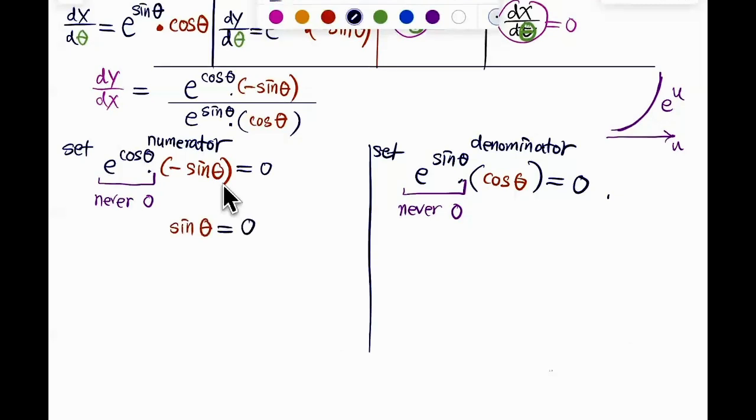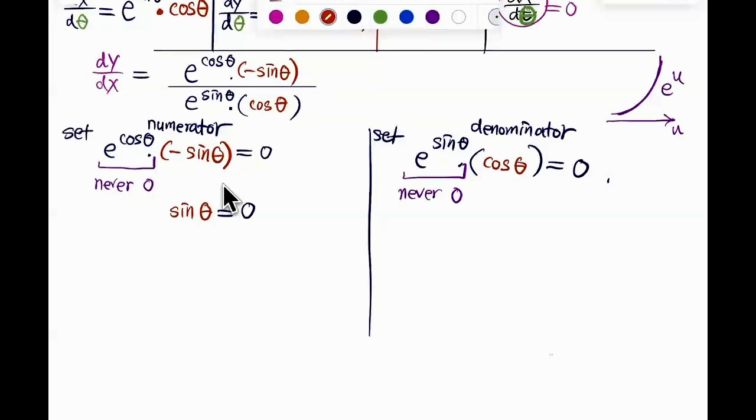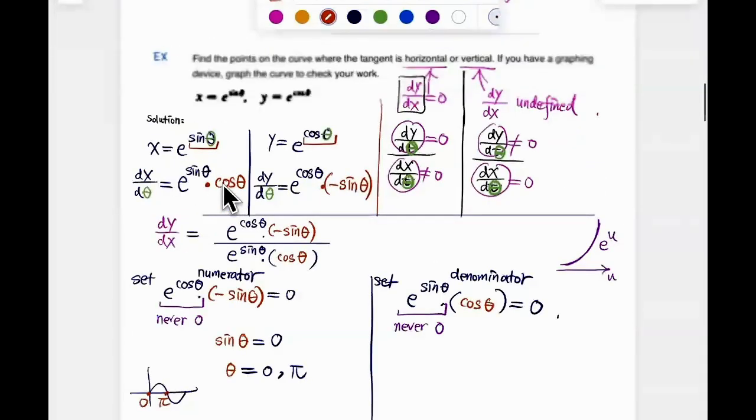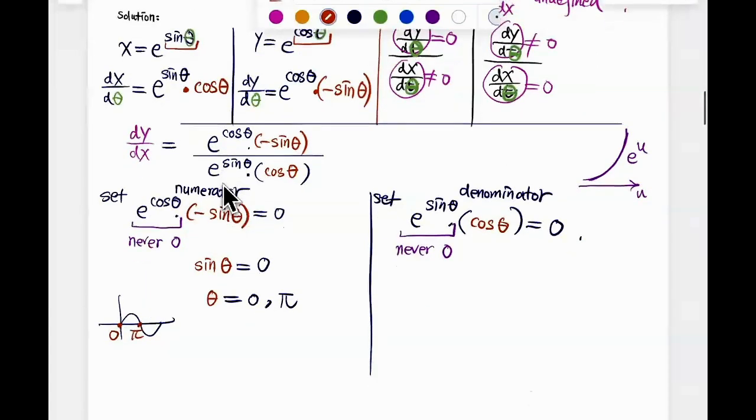So sin theta equals 0. What does theta equal to? That will be 0 and pi. Remember sin theta looks like this. It's going to be 0 here, 0 and pi, right? So that's good enough. So theta equals 0 and pi.